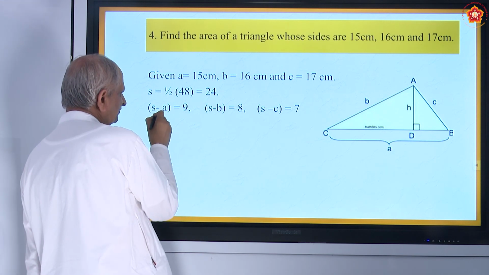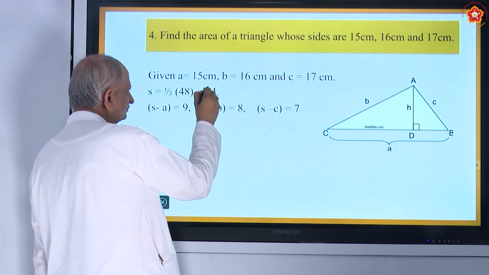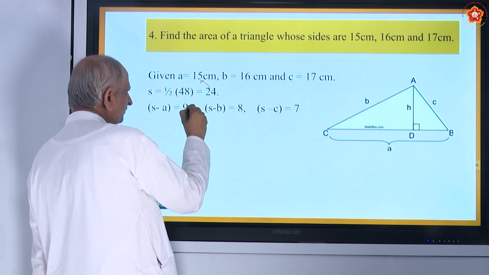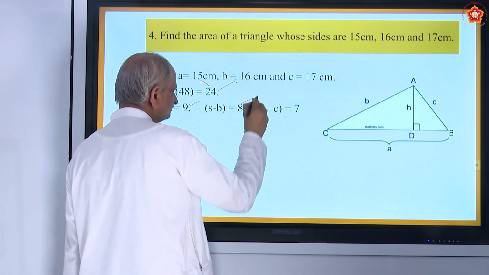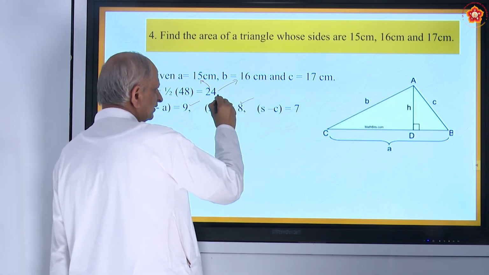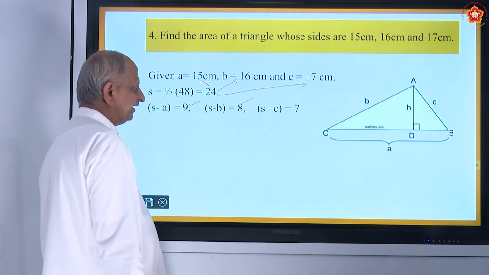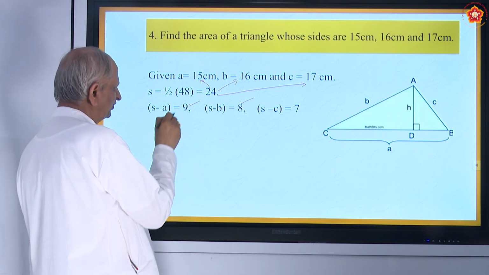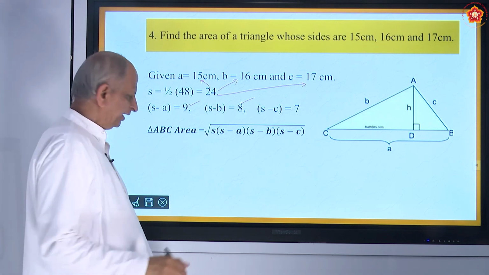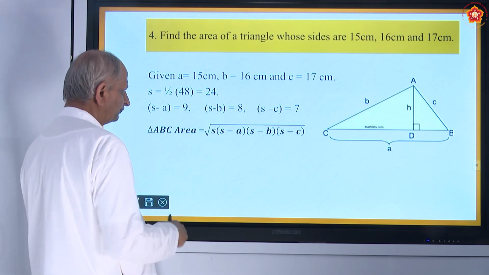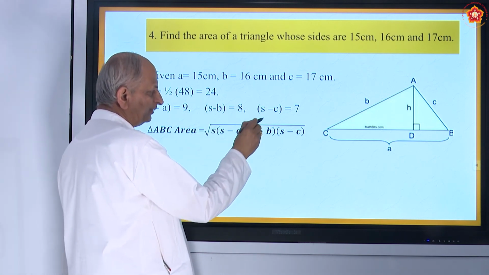And then S minus A becomes 24 minus 15, which is 9. S minus B, 24 minus 16, 8. What is S minus C? 24 minus 17. So use this in the formula. What is the formula called? Heron's formula. And there you have root of S into S minus A into S minus B into S minus C.